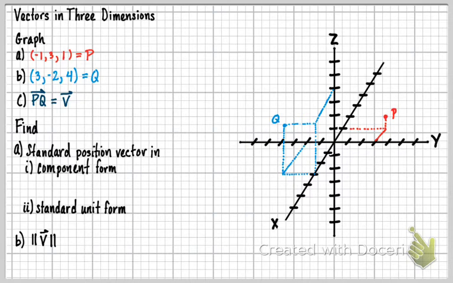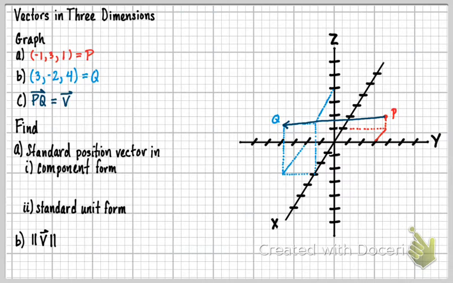Now what part C is telling me to do, it's telling me to graph the vector PQ. So this means I'm starting at P and I'm ending at Q. And I'm going to call that vector V. So I'm just going to draw a line there and then put the head towards Q because that's where I'm ending at and I'm going in that direction. Now remember, this is a line segment and it's in 3 space, but it's still a line segment. So the initial point is P and the terminal point is Q.